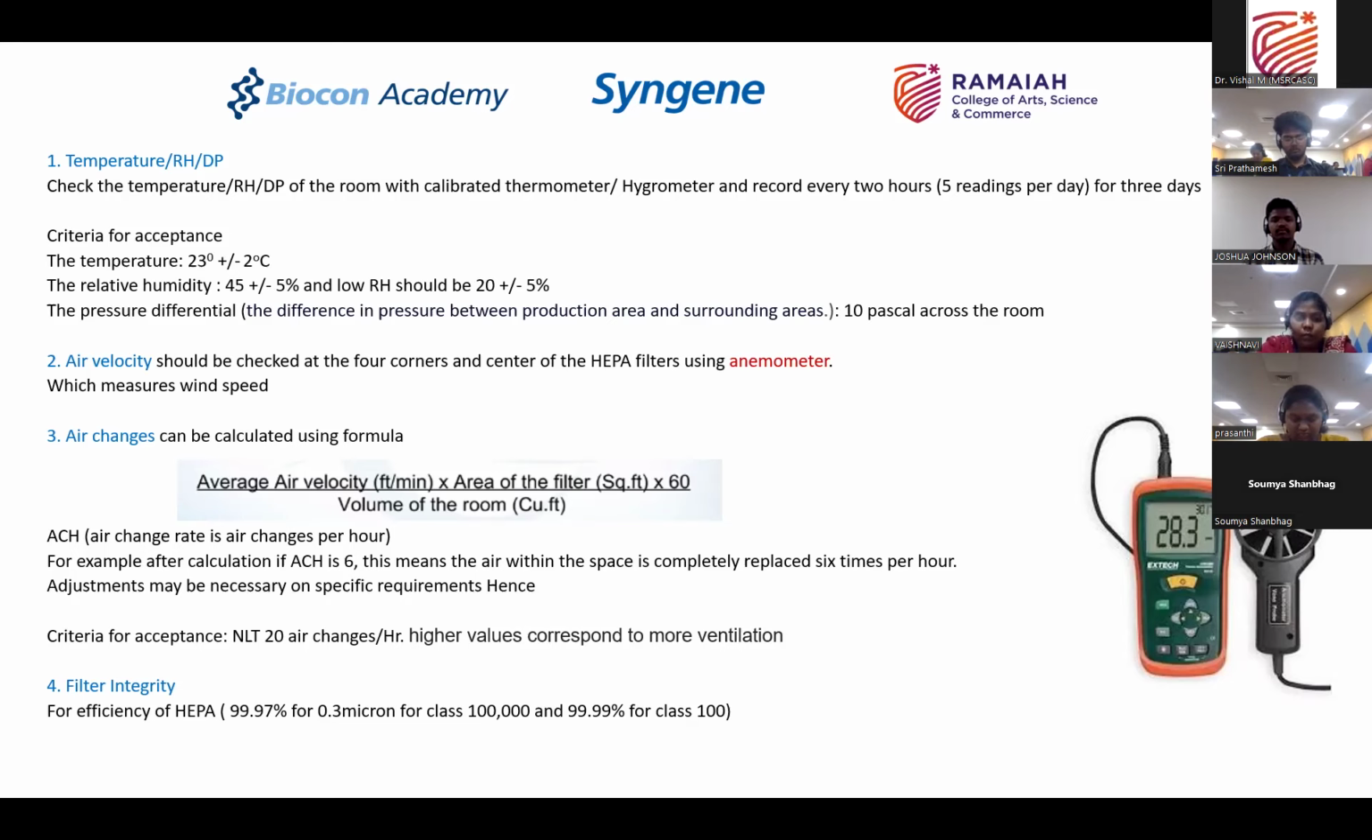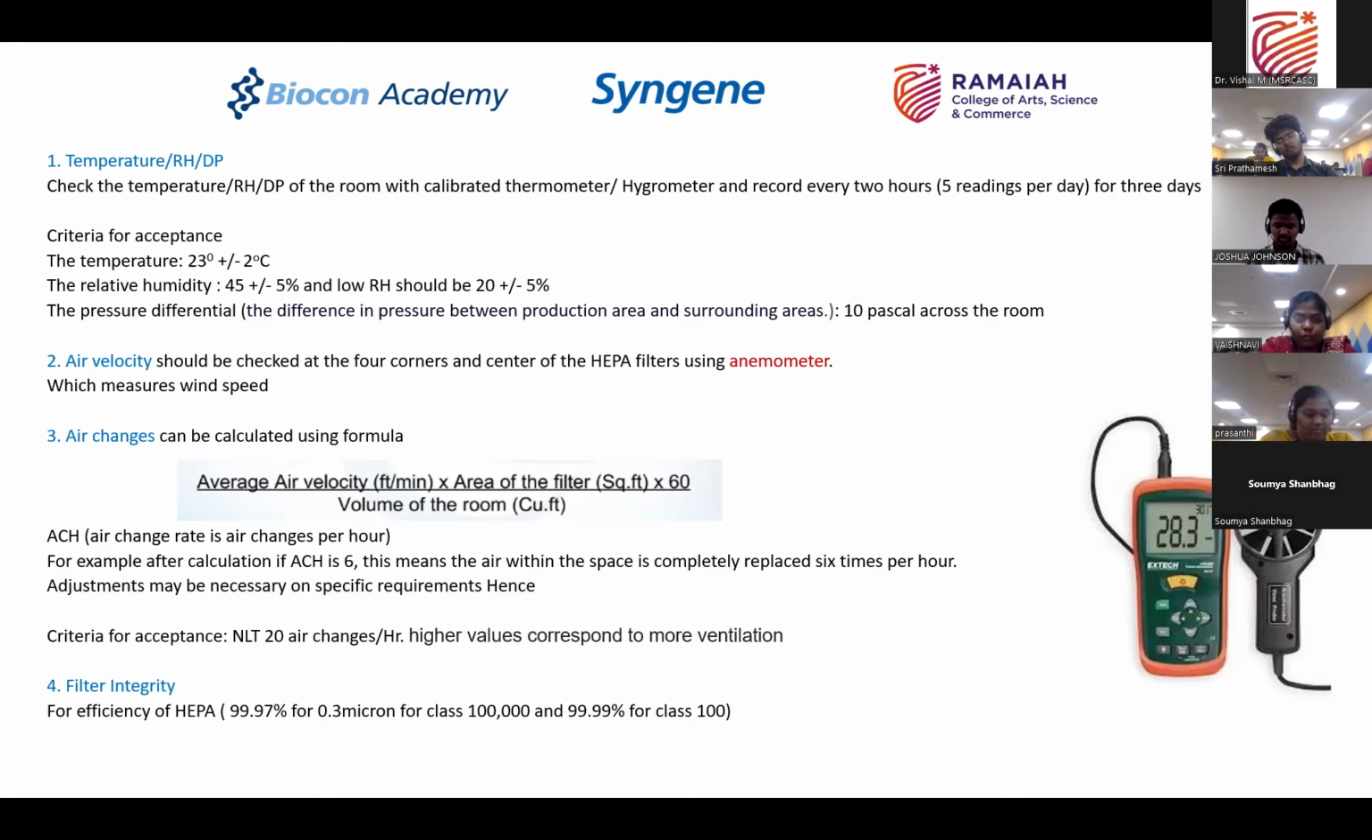So according to ISO standards, for class 100 ISO standard, HEPA filter efficiency should be 99.99%. It should not allow any particle of size greater than or equal to 0.3 micron into the other area. So all the particles should be restricted by those filters. This is the efficiency of HEPA filters, which will be checked during the HVAC validation.